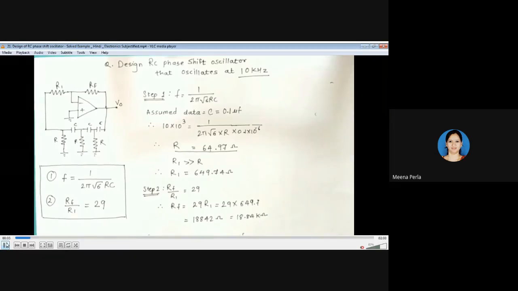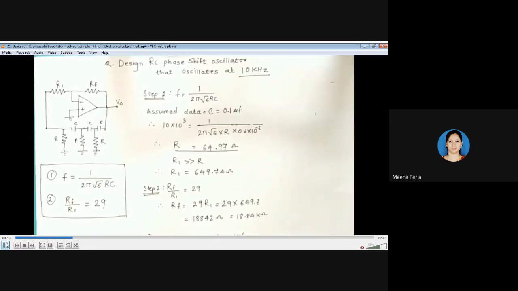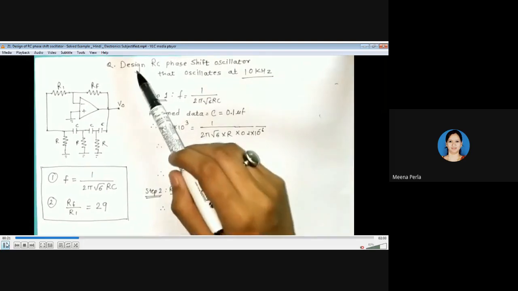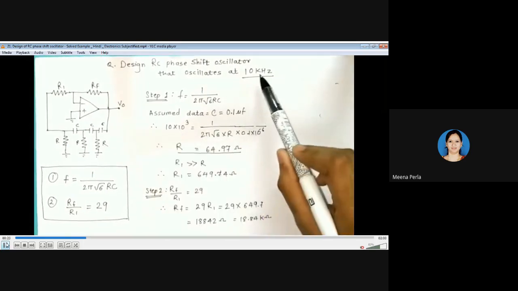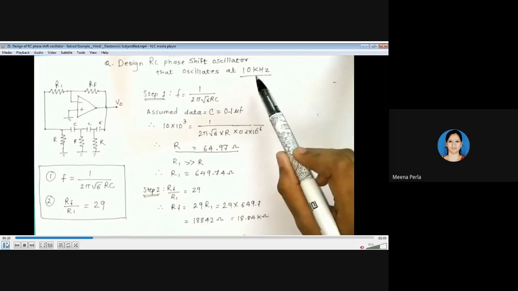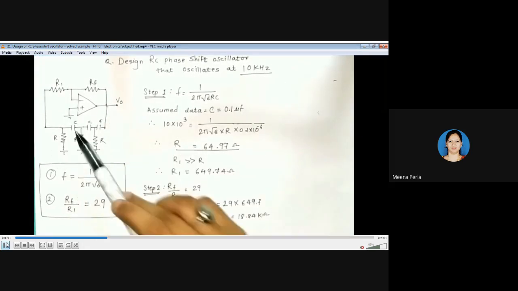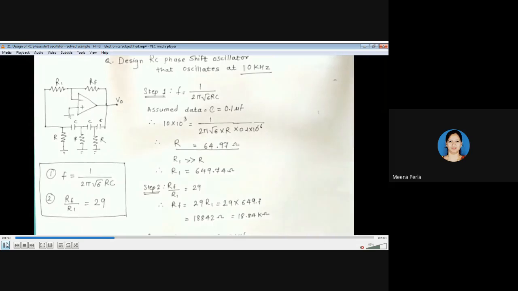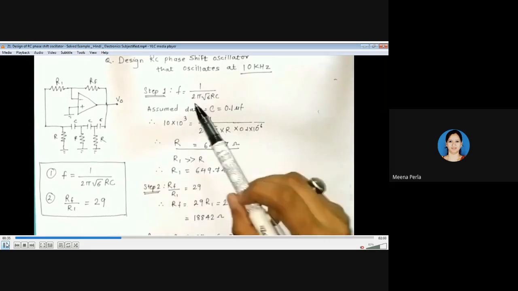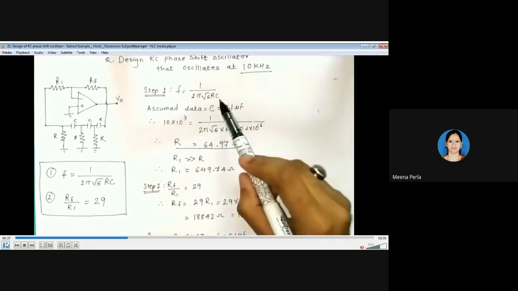So here we are going to see the design of RC phase shift oscillator. We have seen how the frequency derivation has been obtained, that is f is equal to 1 upon 2 pi under root 6 RC. So when a frequency is given, we need to design an oscillator that will oscillate at this frequency, that is 10 kilohertz. So we need to calculate the values of R and C, right?